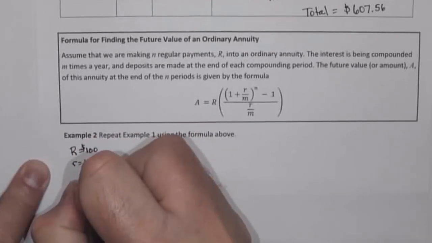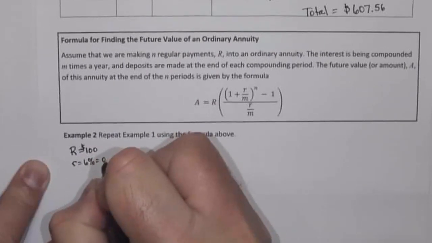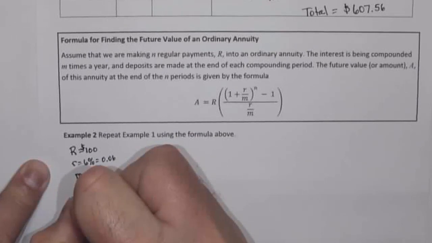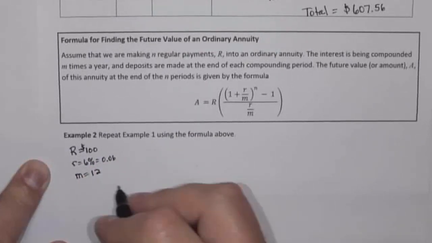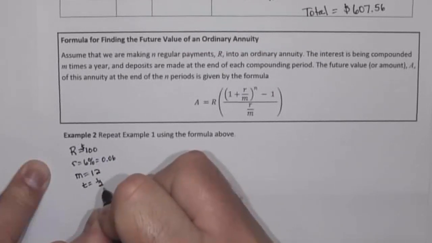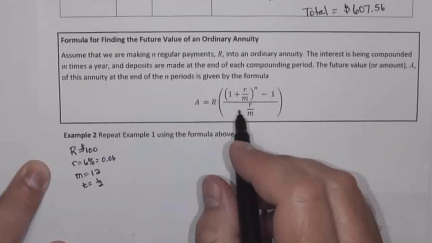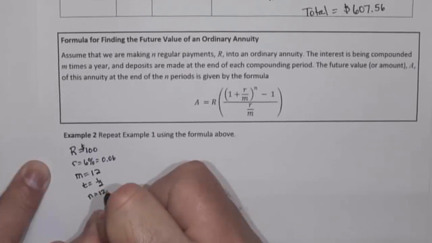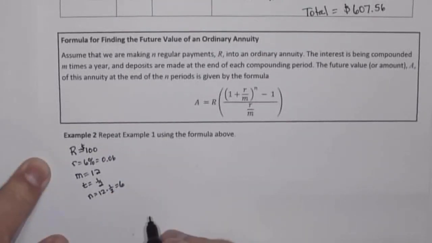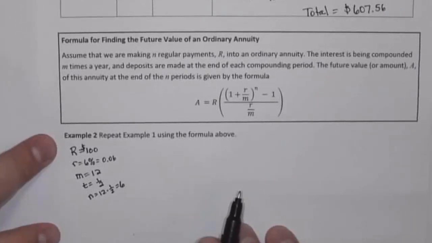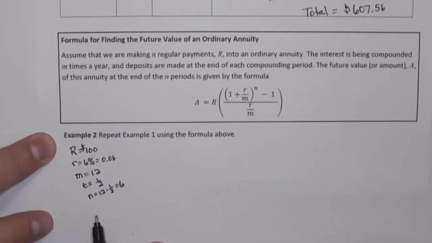Our interest rate is 6%, or 0.06. We're compounding monthly, so M is equal to 12. And we're doing that for 6 months, so that is 1/2 of a year. That means N is going to equal 12 times 1/2, which is 6. And that's all we need. I can fill in my formula based on these numbers.